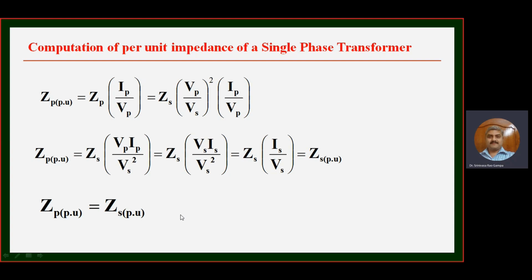So we have proved that the per unit impedance of the transformer, either from the primary side or from the secondary side, is equal. This is the greatest advantage. In any circuit, we can calculate the per unit impedance on either side, and it is sufficient. We need not bring all the quantities to either the primary side or the secondary side. That is the greatest advantage of the per unit system used in power system computations.